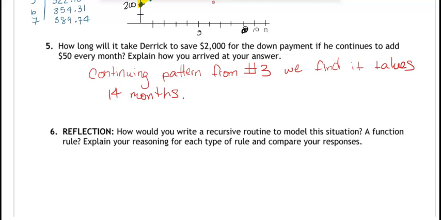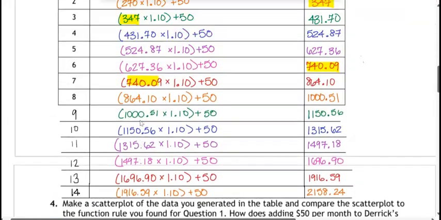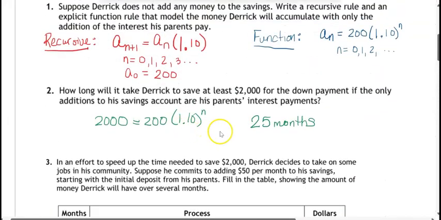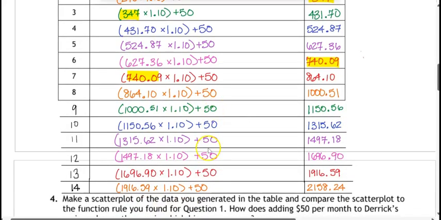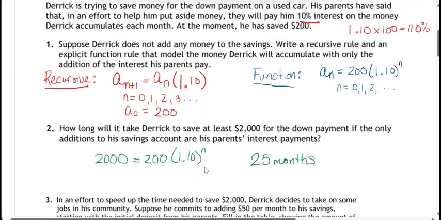Now let's consider really quick. If it's 14 months, how long did it take us to do it earlier? It took 25 months to get to $2,000. So it's definitely a lot faster when we're doing this with the extra $50 added in each month. 14 months instead of 25.